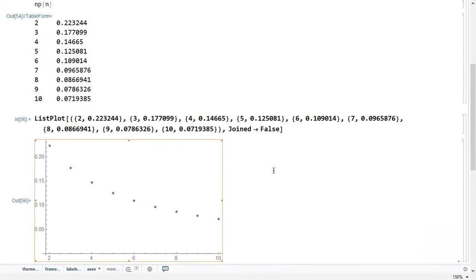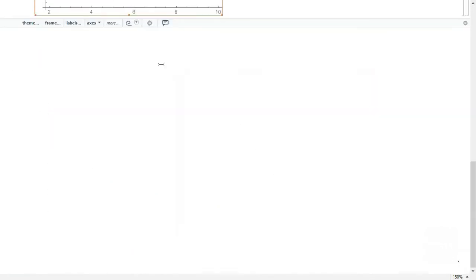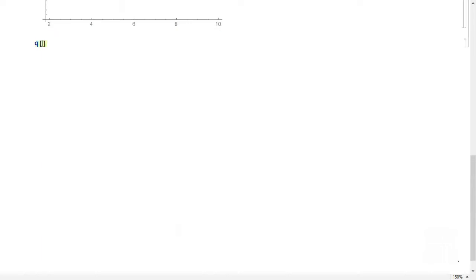So the second problem we are going to consider is similar, but this time let's call it q of m, rather than n. This is defined by the integral of x to the power m times exponential of x, dx, with integration from 0 to 1.